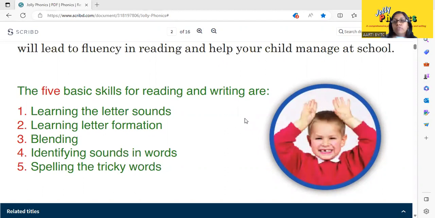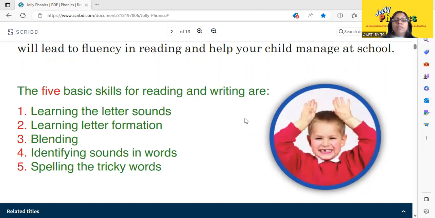And we are going for the Jolly Phonics tutorial sessions. My previous session was the very first part of this tutorial, and today I shall be moving with the second part of this Jolly Phonics tutorial for teachers and parents who are interested to know about it. So yes, in my previous session, I told you about the 5 basic skills for reading and writing, which are actually involved in your Jolly Phonics.